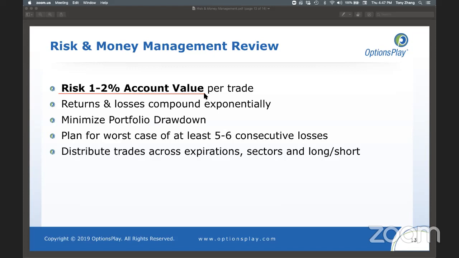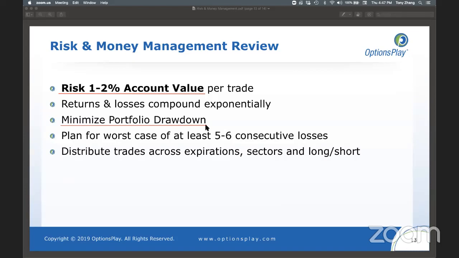So it's really important to understand how this is designed to help you minimize your portfolio drawdown, because that's the only way you'll have enough capital to continue deploying your money to try to make a return in the markets. If you blow up your account, you won't have enough capital to continue trading.